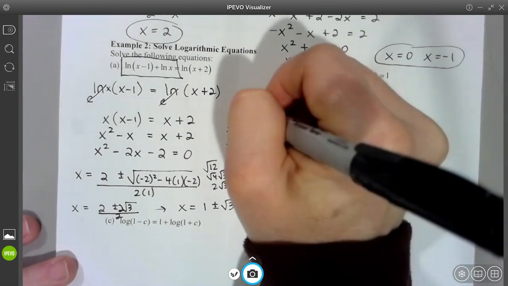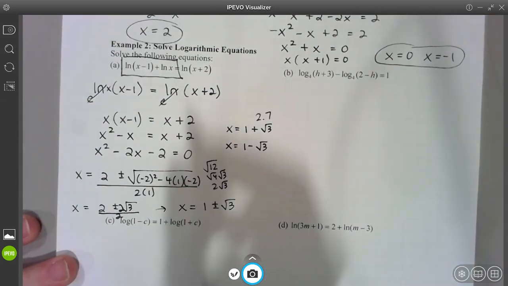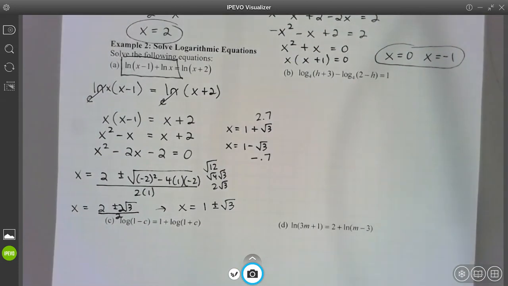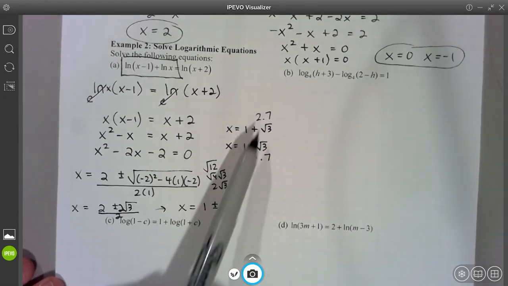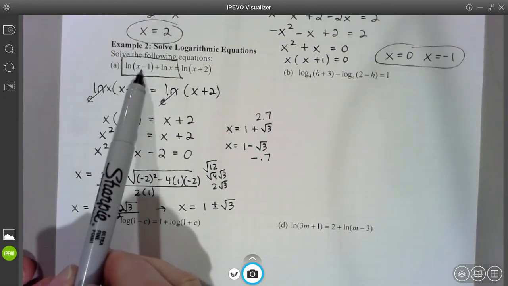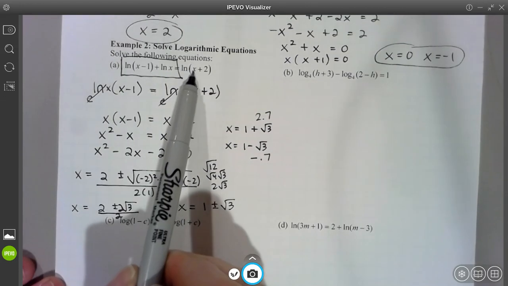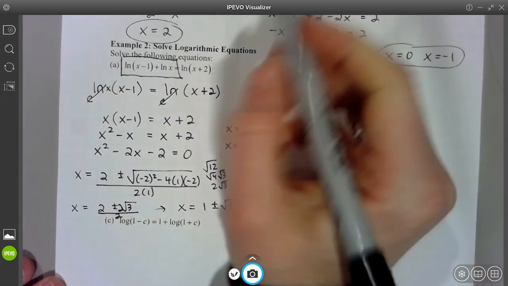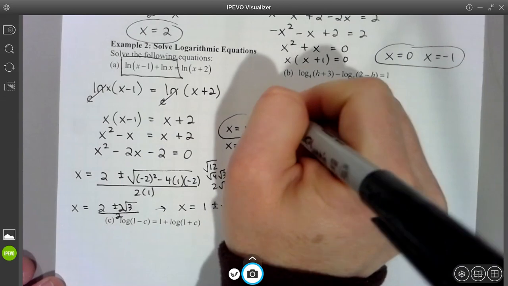I believe this is going to be about 2.7-ish, and this will be about negative 0.7-ish if you just get an estimate to check for extraneous solutions. So if x is about 2.7, I'll go back to the original. 2.7 minus 1 is going to be a positive number and not 0. 2.7 plus 2 is going to be a positive number and not 0. So this is a keeper.